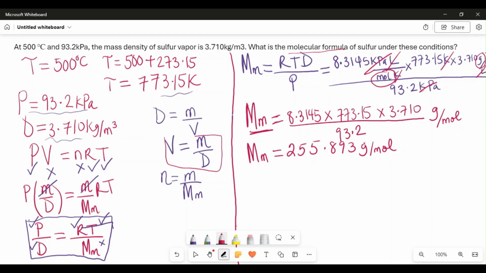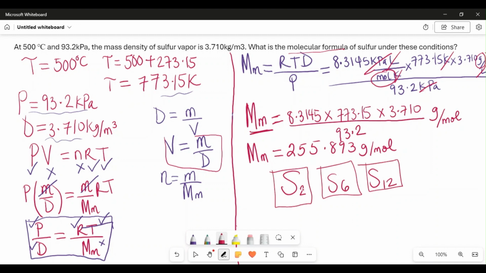Molecular formula of sulfur is just telling us that sulfur has more than one atom. Hence, sulfur is a molecule. So sulfur could end up with 2 atoms. Sulfur could be 6 atoms. Sulfur could be 12 atoms. They want us to be able to write the answer in this form, where we're going to be dealing with the sulfur as a molecule, but it needs to have a formula.